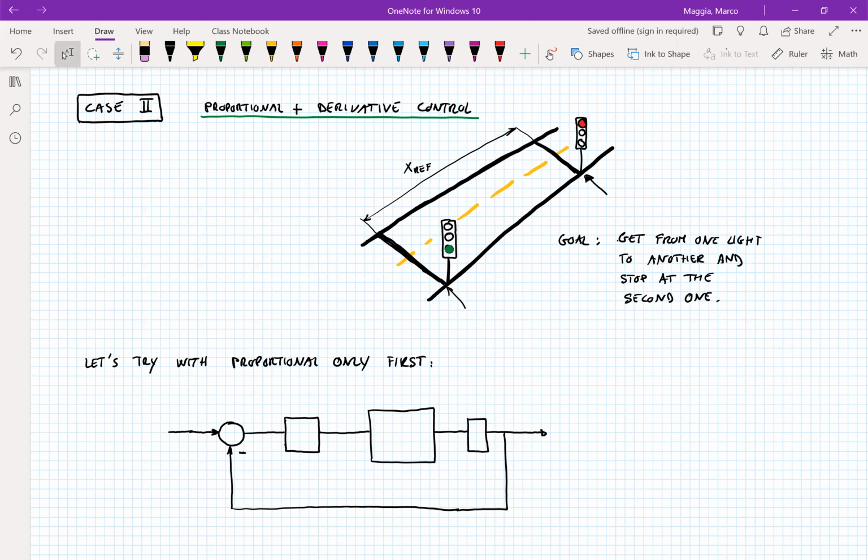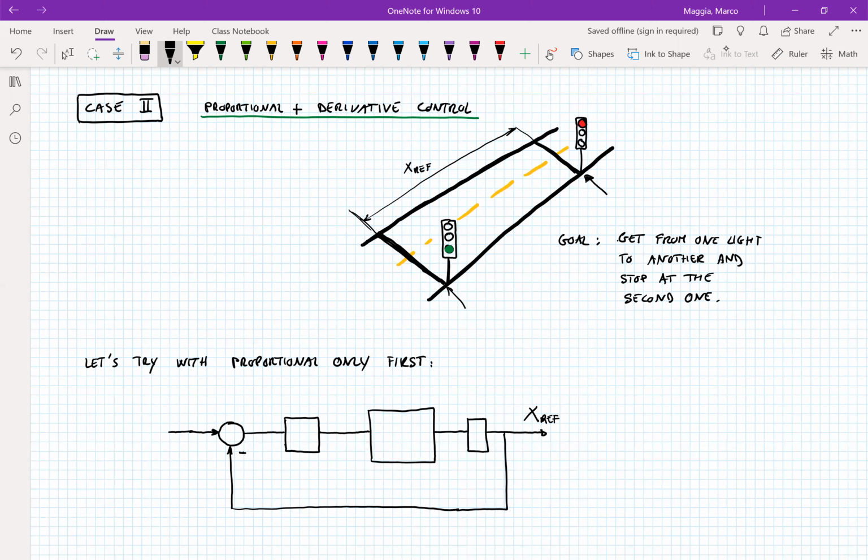So let's try to see if we can solve this problem simply using a proportional controller. Why not? We always want to use the simpler version first if it works. However, here the objective is slightly different, so we have to change our block diagram slightly, and that is because the output is not the velocity of the car anymore, but is the position of the car. So our reference is X ref, a reference position, we can say maybe the first traffic light.